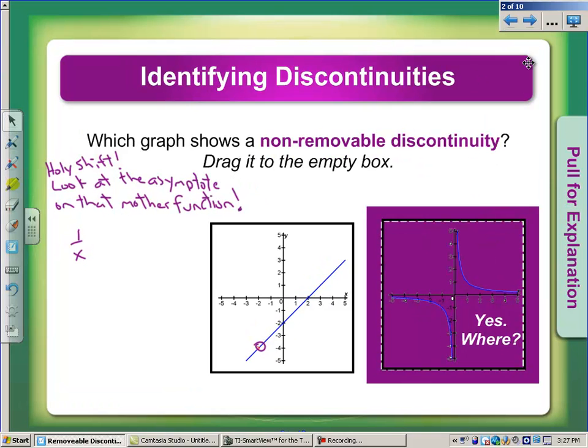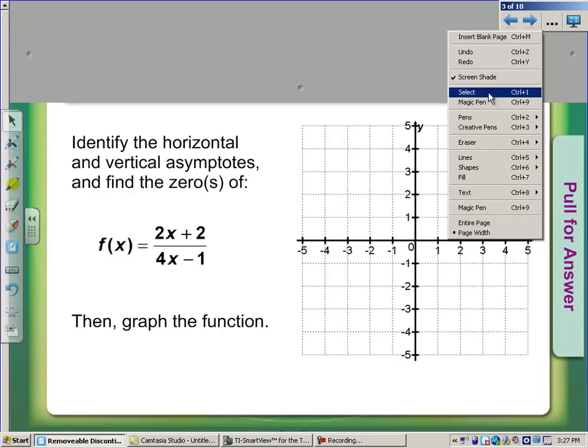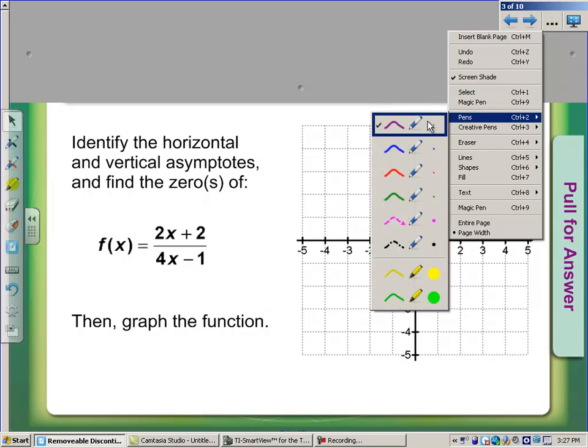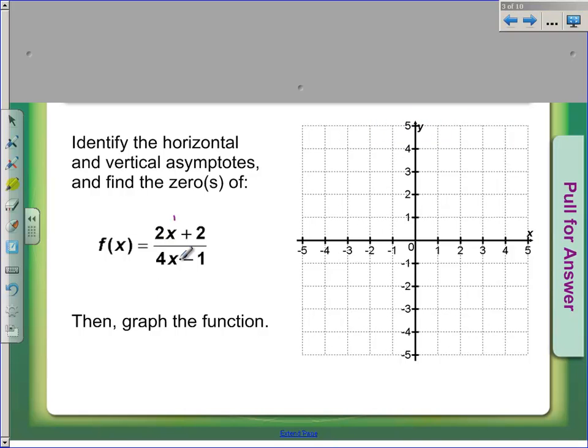Alright, so let's keep going here. Now I want to practice a little bit more with what we were doing yesterday. Let's identify our horizontal and vertical asymptotes. So horizontal asymptotes, remember we have 3 rules. Top heavy, bottom heavy, or equal. These are even or equal because they're both x to the first. So our horizontal asymptote is going to be at y equals the ratio of those coefficients. So that's going to be at y equals 1/2. I'm going to pull the graph out here in just a second.